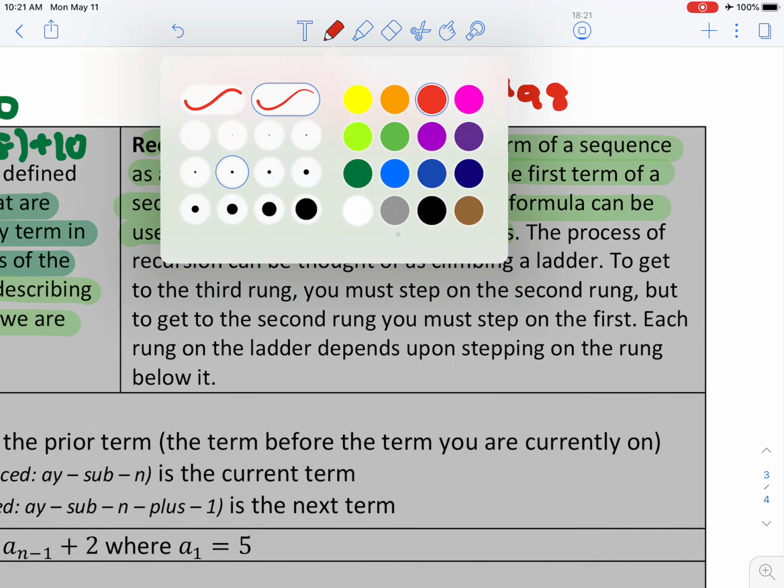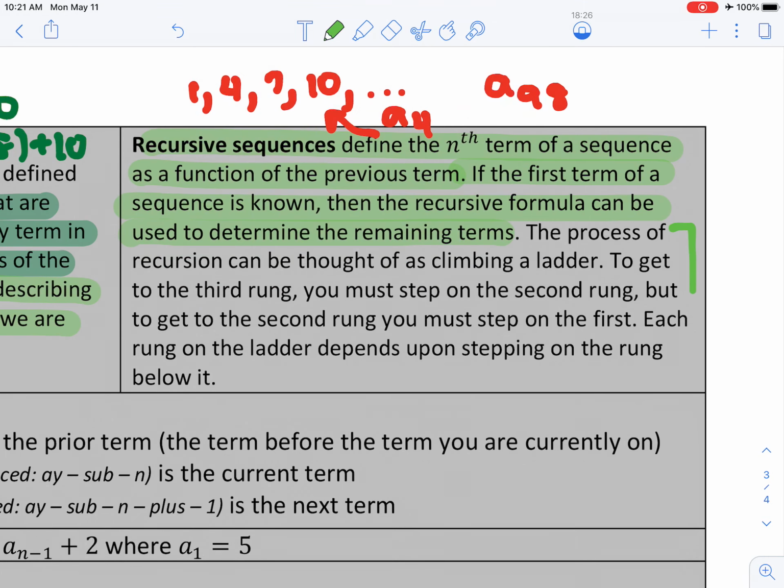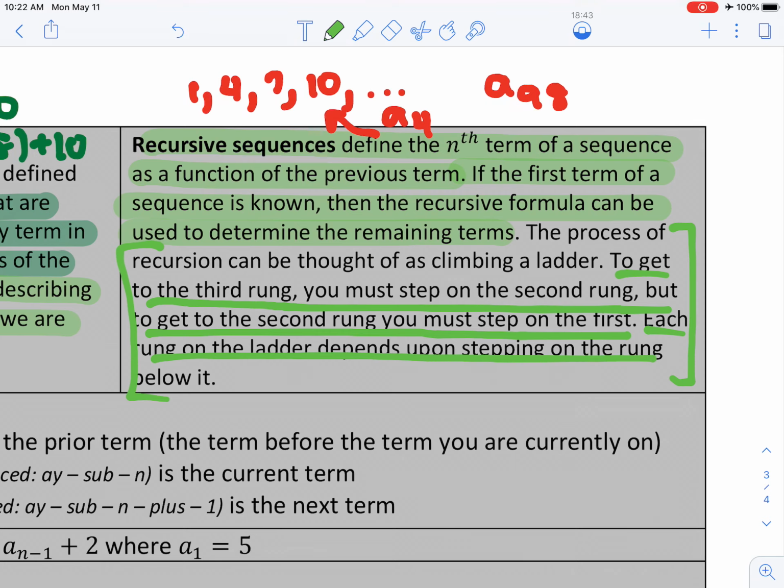I really like this analogy of a ladder when thinking about recursive definitions of sequences. It says to get to the 3rd rung of a ladder, you must step on the 2nd rung. But to get to the 2nd rung, you must first step on the 1st rung. So each rung of the ladder depends upon stepping on the rung below it. And that's the idea here with recursive sequences. To get to the next term, we have to look at the one that was before.